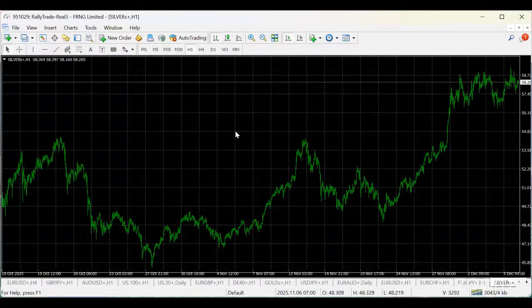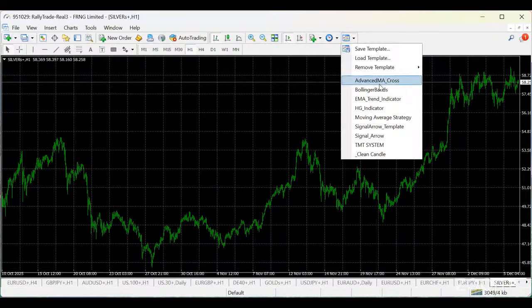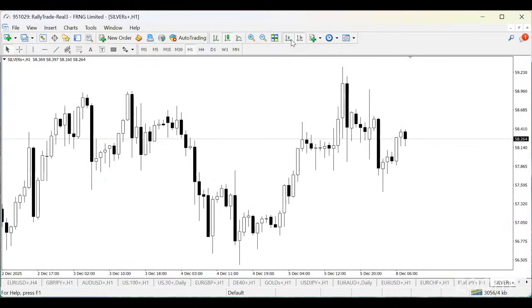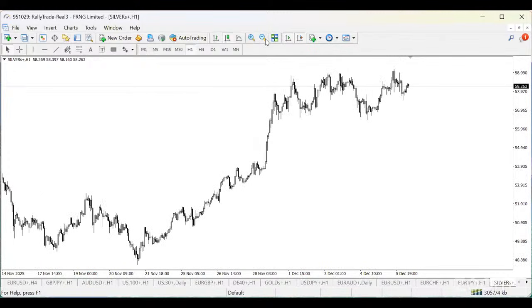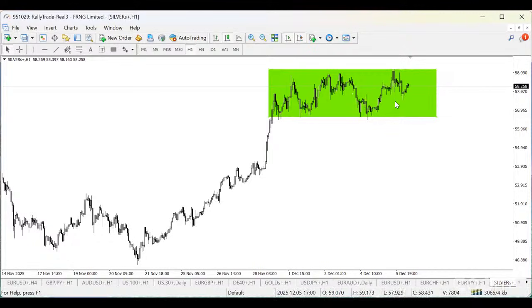So looking at silver, the price is currently neither here nor there, but of course it's been more like in a range. Let me show you what I mean. Looking at what the price is doing, it's currently on a range. Okay, we have this. So the price is currently on a range.